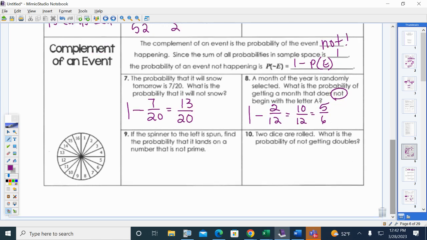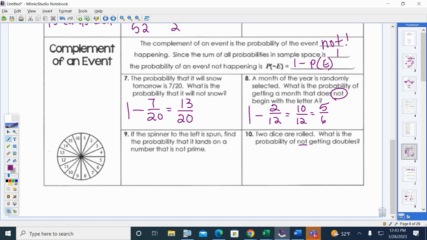Number 10. 2 dice are rolled. What is the probability of not getting doubles? Now, this is a perfect example of I do not want to come up with that list of not doubles because each die is different, and I don't want to come up with that list.